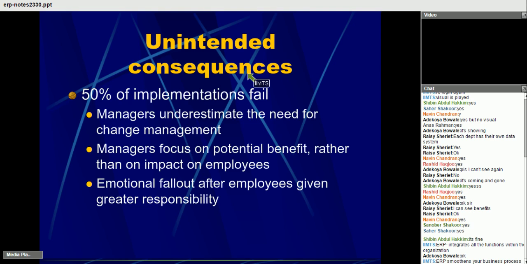What are the unintended consequences? 50% of implementations fail. Managers underestimate the need for change management. Managers focus on potential benefit rather than on impact on employees. Emotional fallout after employees are given greater responsibility. So these are the unintended consequences.